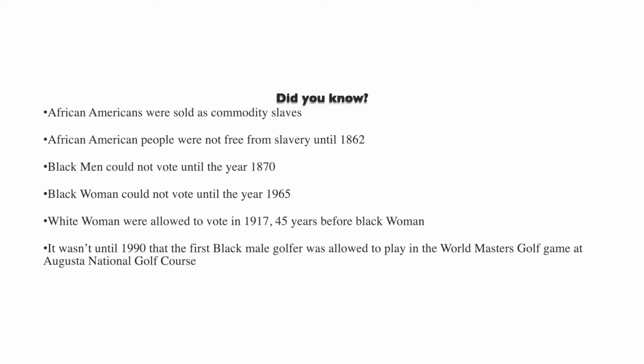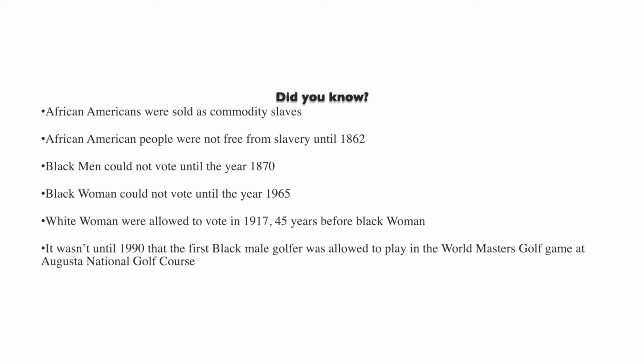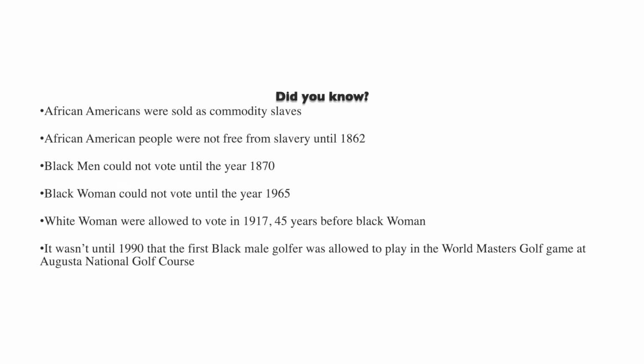Ironically, with Golf Masters going on right now, it wasn't until 1990 that the very first black male golfer was allowed, or rather admitted, to play in the World Masters golf game at Augusta National Golf Course.